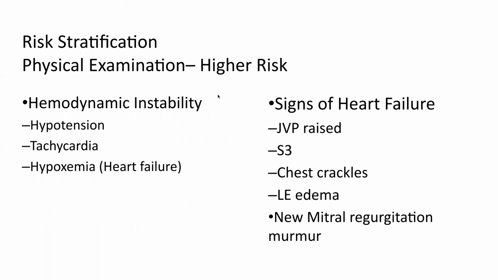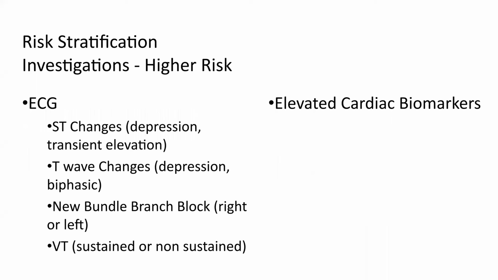Things to look for in the examination: patients who are hypotensive and tachycardic, or hypoxemic, or in congestive heart failure are higher risk than those who don't have that. Signs of heart failure like raised JVP, a third heart sound, chest crackles, lower extremity edema, and new mitral regurgitation all make you at higher risk. And these are things which are usually obvious from your initial assessment. Now, as far as testing, most patients who come with non-ST elevation acute coronary syndrome probably don't have a lot of findings on examination. That's where you go back to the EKG.